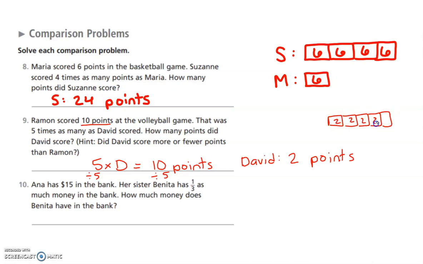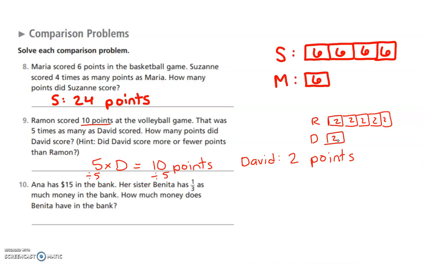And that would show you how much Ramon scored. And so then David's score would just be those 2. Okay? All right, number 10, Anna has $15 in the bank. Her sister Benita has a third as much money in the bank. How much money does Benita have?